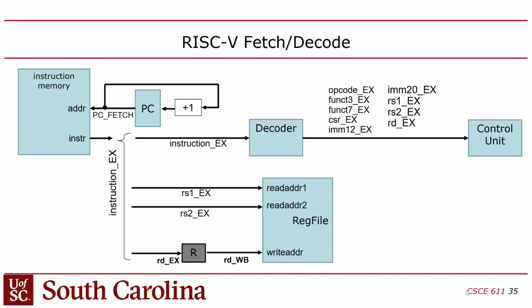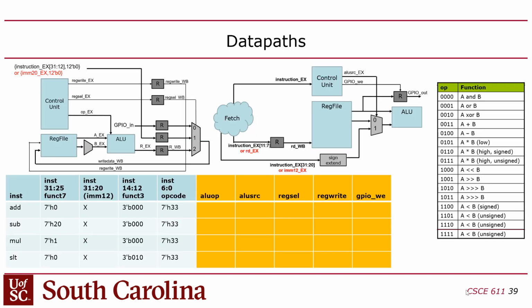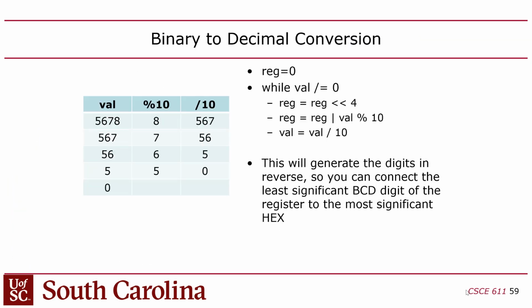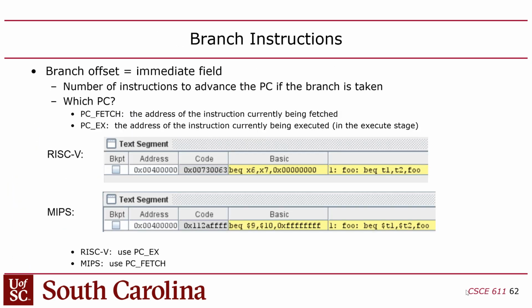Now if you were doing MIPS, you would use PC fetch. In fact, that's what we did with MIPS, but now we have to use PCEX, just because of RISC-V. I don't know why they changed that. In fact, I thought it was the MIPS guys that came up with that PC plus 4 idea originally, but yeah, so that's the difference.